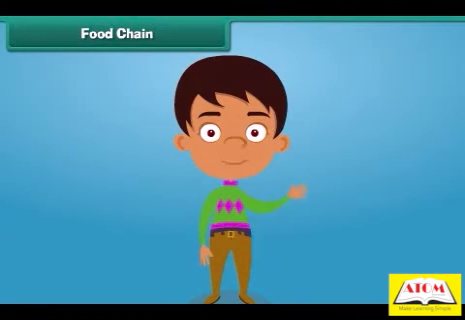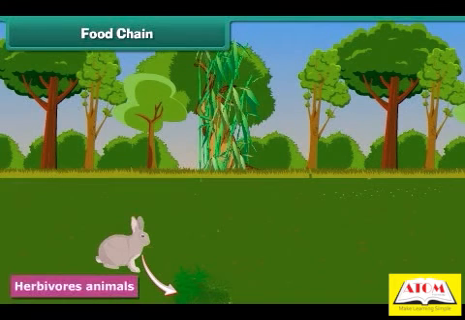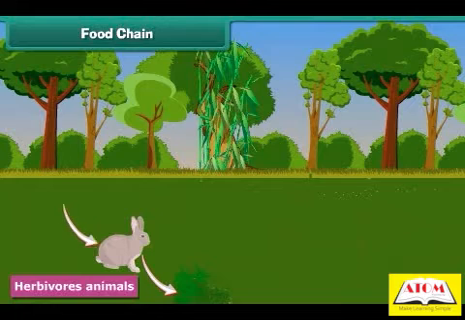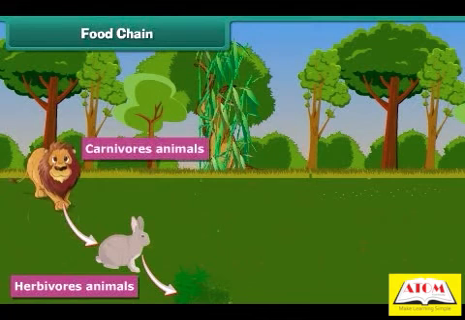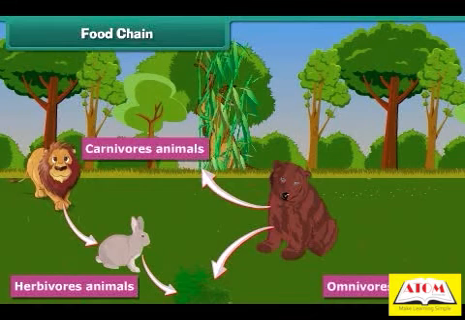Friends, do you know this fact that all animals are connected to each other? Actually, they all are dependent on one another for food. Herbivores eat plants to get nutrition. The carnivores eat flesh of herbivores, while omnivores eat both herbivores and carnivores.